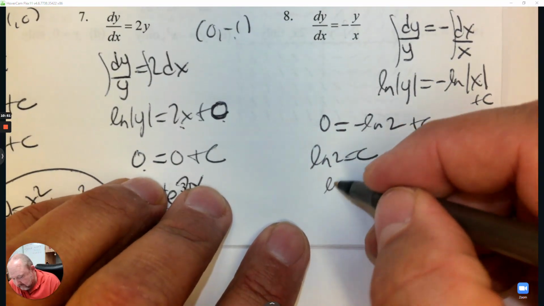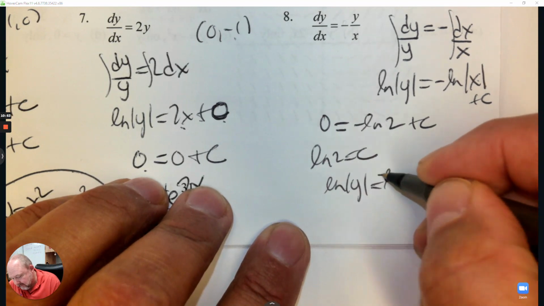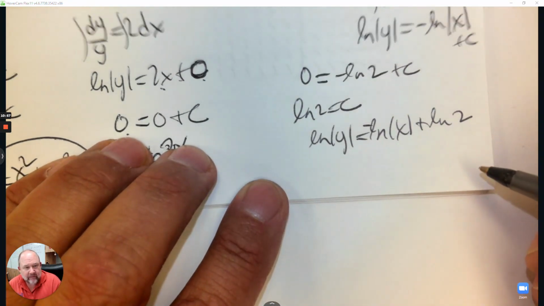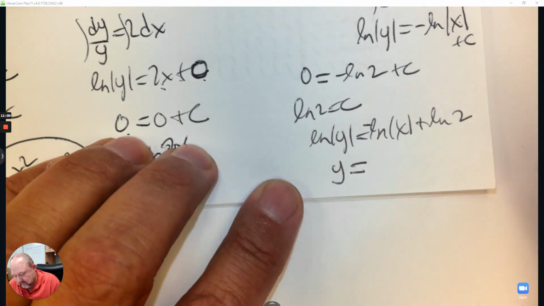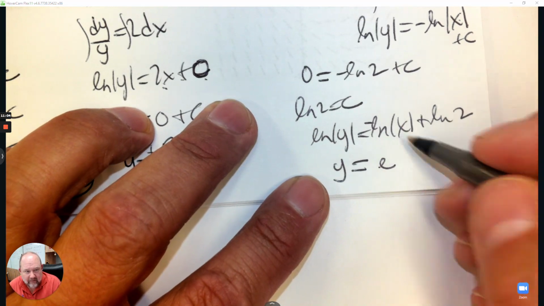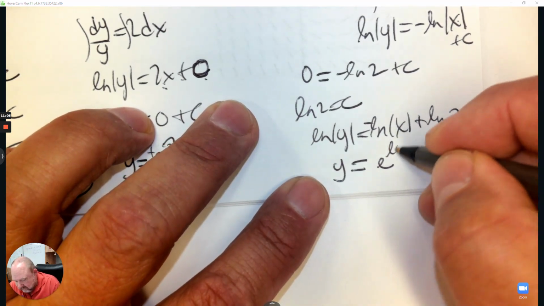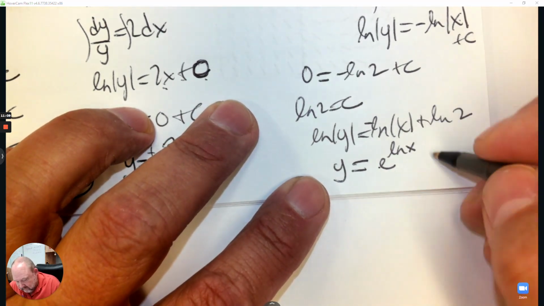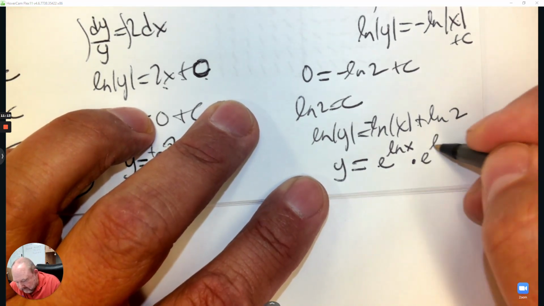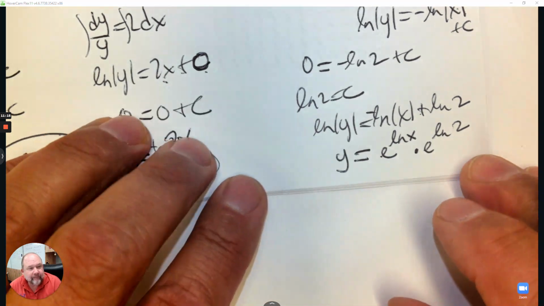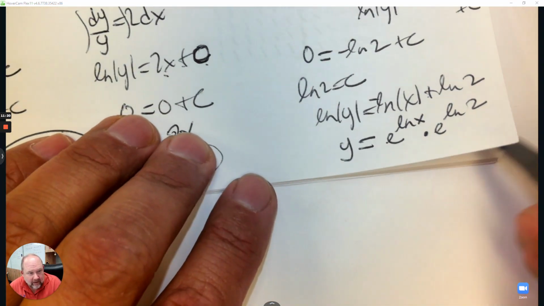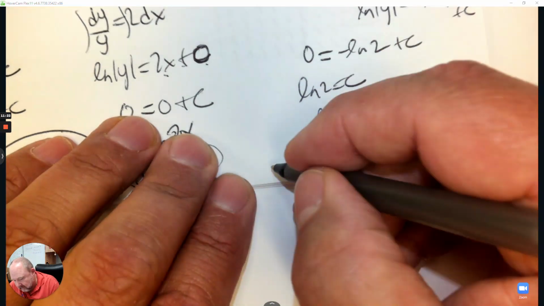So we have ln y equals a negative ln x plus ln 2. To write this exponentially, it's going to be y equals e. Now e and ln cross out, but we'll do that in a second. So it'd be ln x. And instead of multiplying, we'll write the same base, ln 2. And again, the y coordinate is negative. So when I put this together, the e and ln cross out.